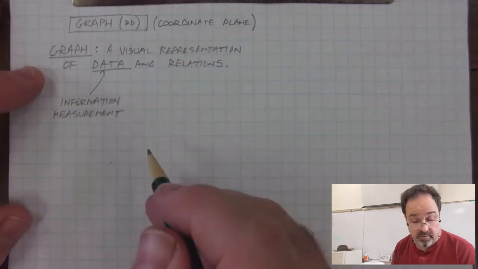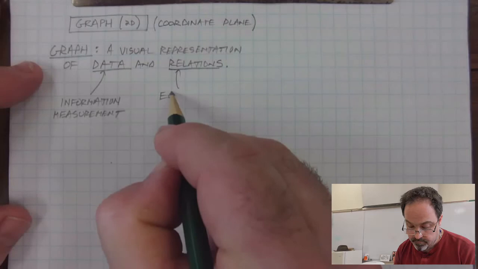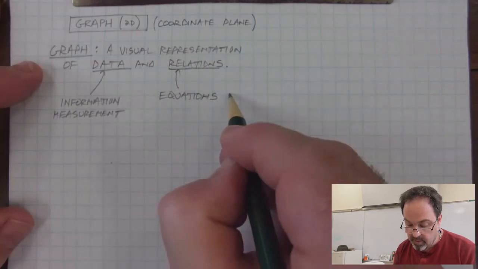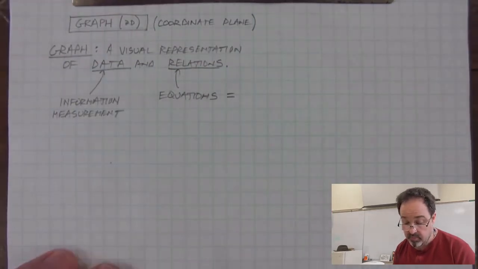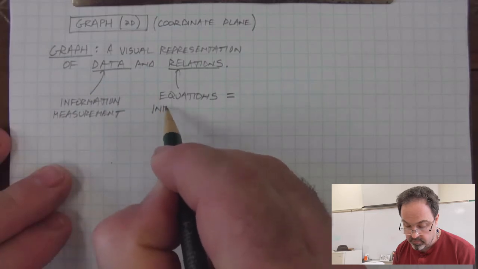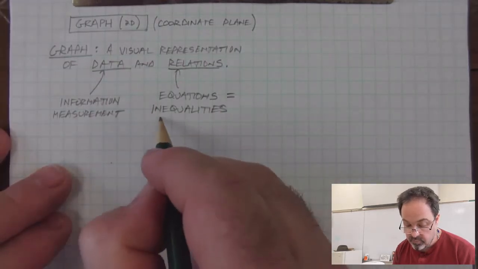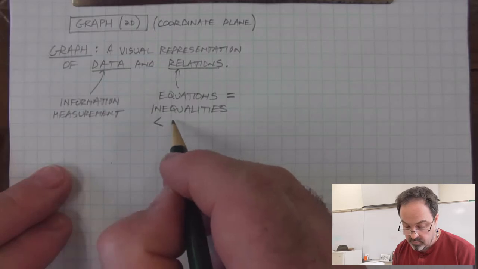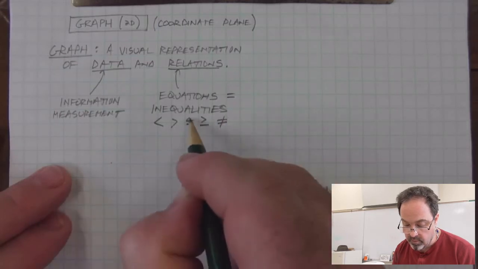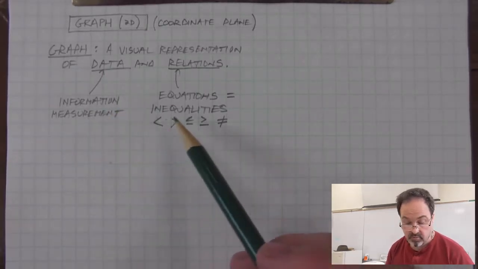Relations are equations, and that is mathematics that uses the comparison symbol, the equal sign. We also can graph inequalities, mathematics that uses the comparison symbols less than, greater than, less than or equal to, greater than or equal to, and uncommonly also not equal to. We graph information, measurement, equations, and inequalities.